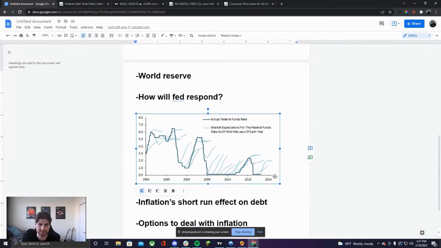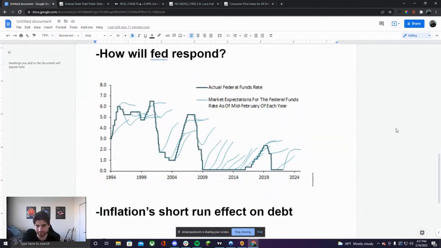But what I thought was really interesting is this graph here, and I'm going to zoom in a little bit so you can see it a little bit easier. So this is the federal funds rate, right? So these are the interest rates that the Federal Reserve is charging.